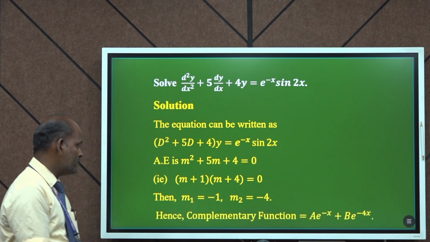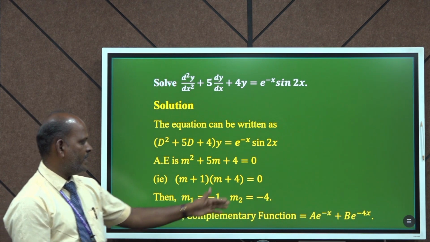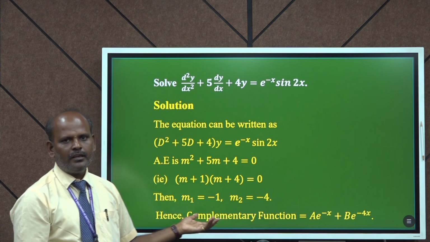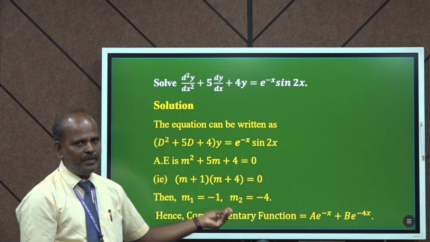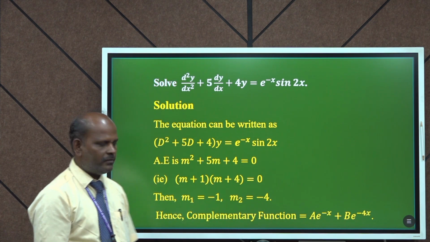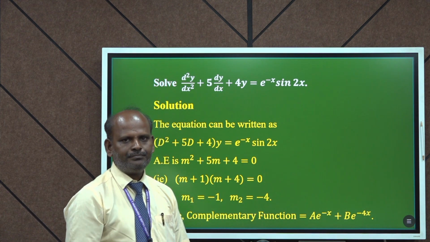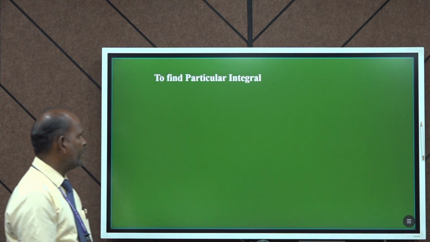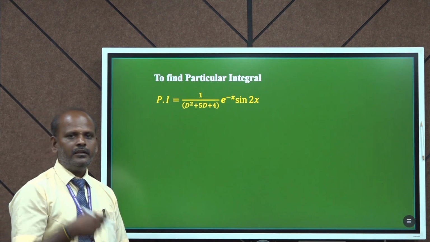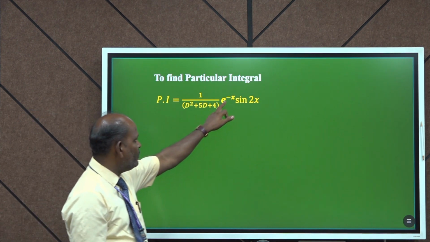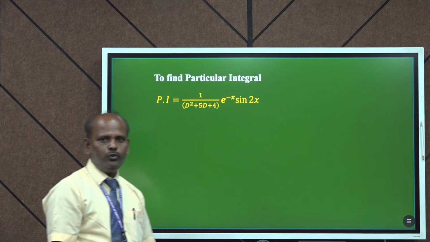Therefore our CF is a into e power minus x plus b into e power minus 4x, of the form a into e power m1x plus b into e power m2x. Here m1 is equal to minus 1 and m2 is equal to minus 4. Next, to find the particular integral, the particular integral always depends upon the right hand side function. Here the right hand side function is e power minus x into sin 2x.